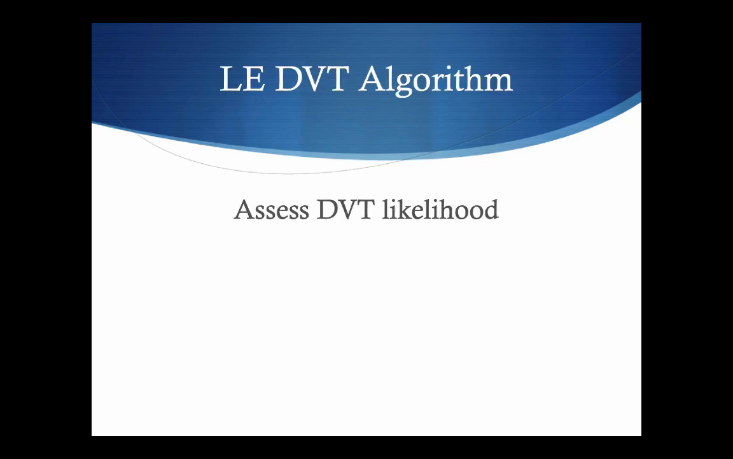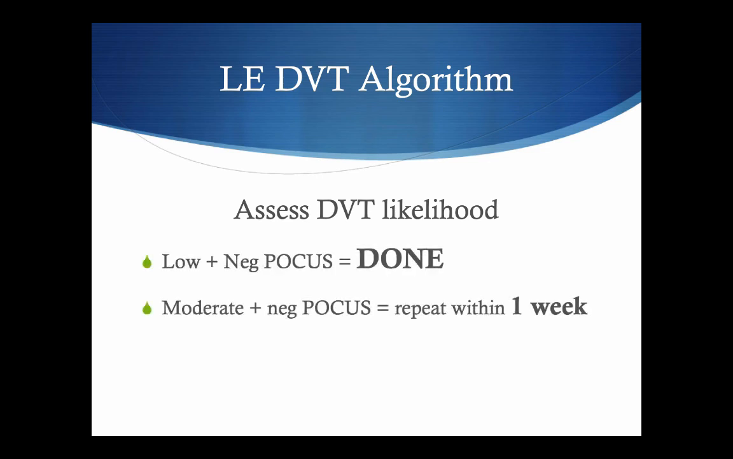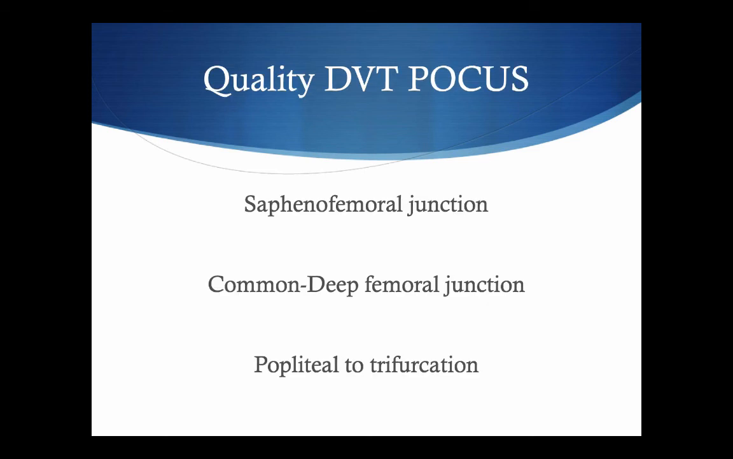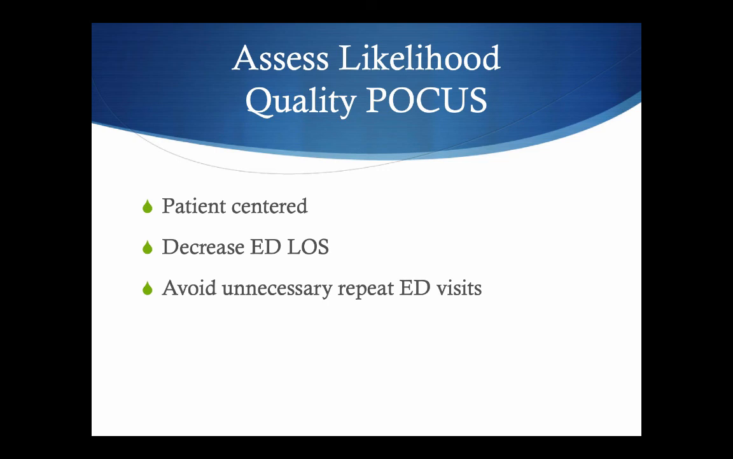So, quick summary, assess their likelihood first. If they're low, negative POCUS is enough. If they're moderate, negative POCUS is probably still enough with a repeat in a week, not the next day. And high, it's really the same thing. And remember, the quality is saphenofemoral all the way down to all your junctions and popliteal to the trifurcation.